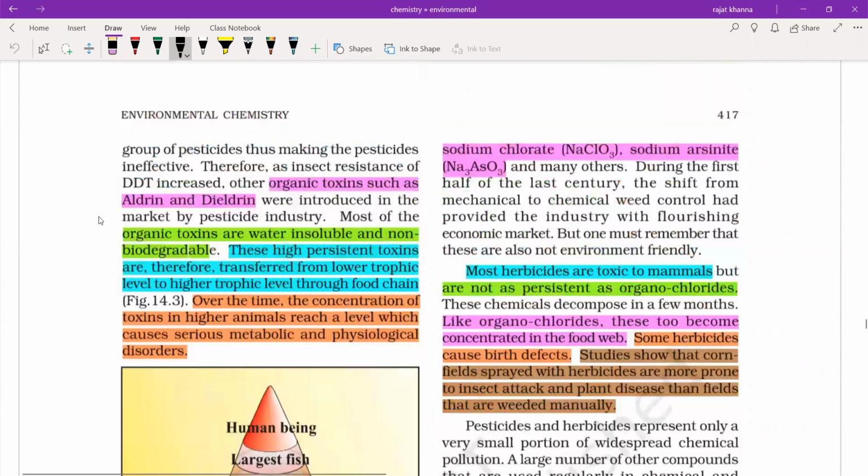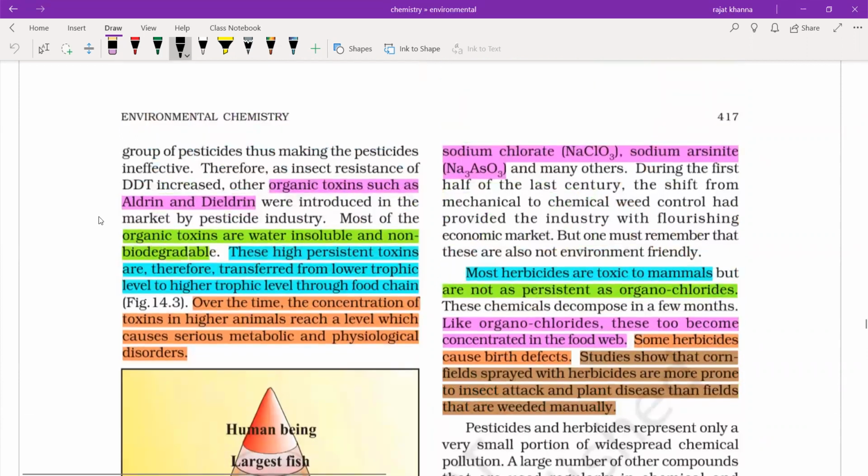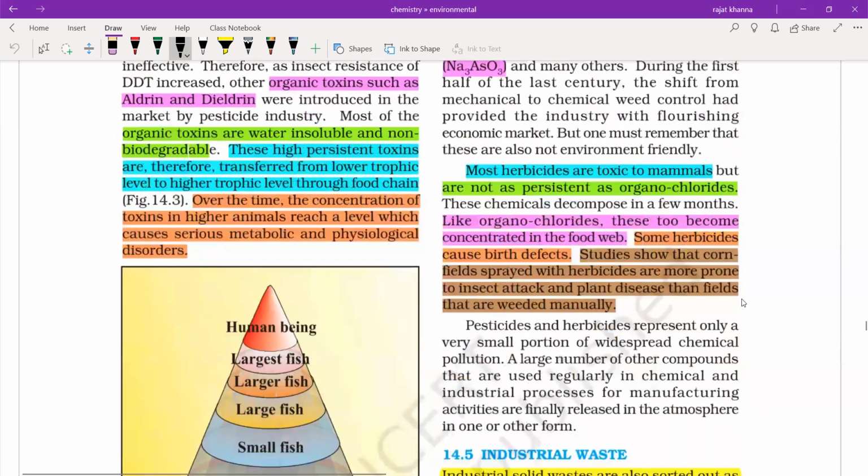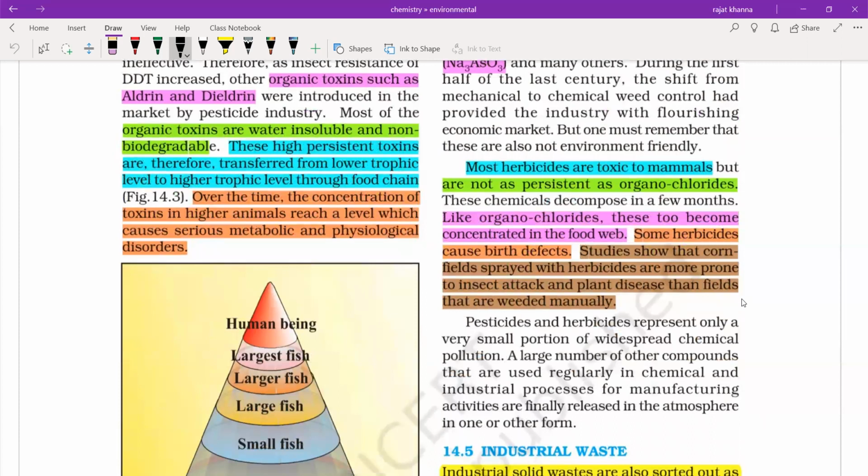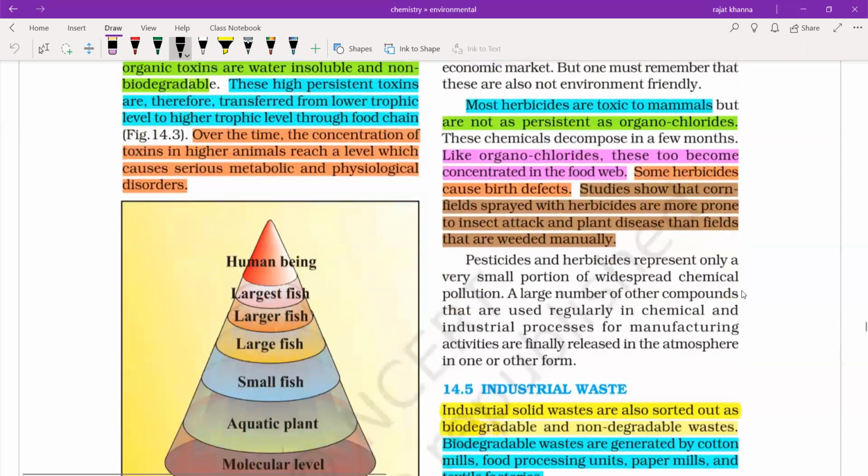Herbicides such as sodium chlorate, NaClO3, and sodium arsenite, Na3AsO3. Now, most herbicides are toxic to mammals. They are not persistent as organochlorides. Like organochlorides, these too become concentrated in the food web. Some herbicides cause birth defects. Studies show that cornfields sprayed with herbicides are more prone to insect attack and plant disease than fields that are weeded manually.